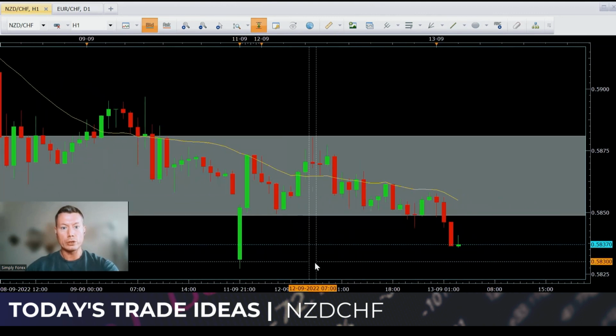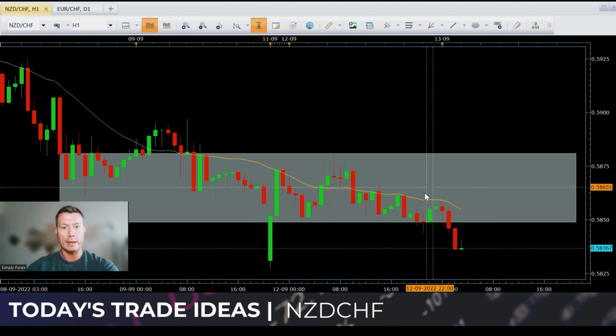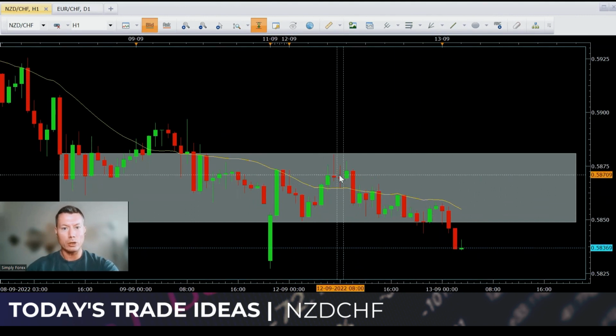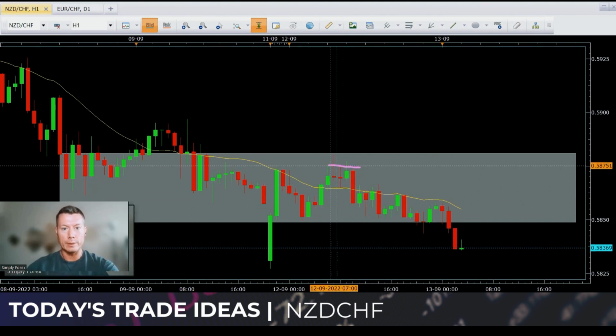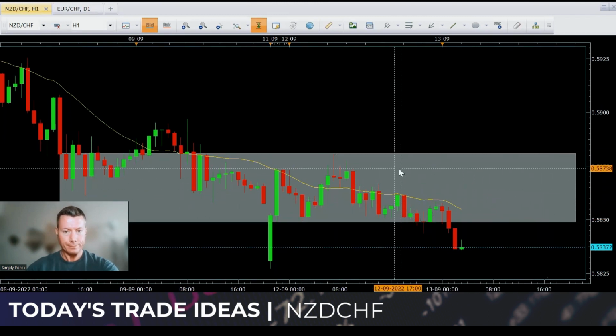So guys, we've just got the one grey zone now. I've changed it slightly on this pair because there's lots of things that I need to include. So we need to include this, need to include these lows here. These are all potential areas where price could react. So instead of doing loads of little grey zones, I've just done one big grey zone. Okay, and it's not that big, it's around 30 pips.